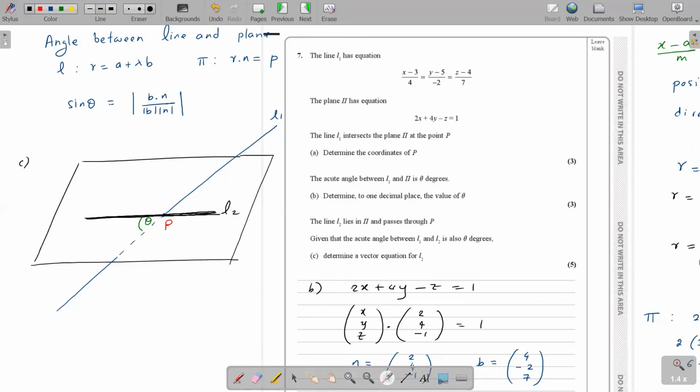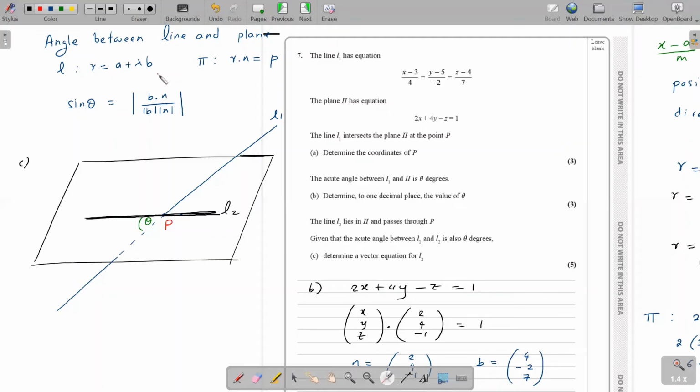How do we get the vector equation for line 2? Our task is to find the equation of line 2. We already know a position vector on line 2, because point P is on line 2. What's the only thing you need to know to find the equation? The direction vector. If you can find the direction vector of line 2, we can substitute into r equals a plus lambda b, where a is the position vector and b is the direction vector. So we are currently missing the direction vector.